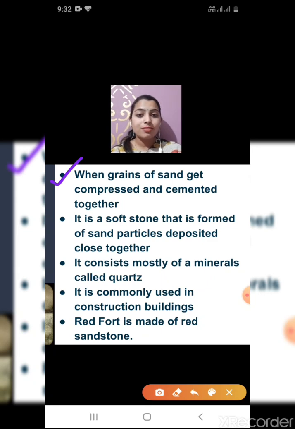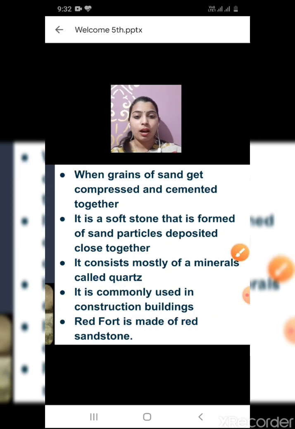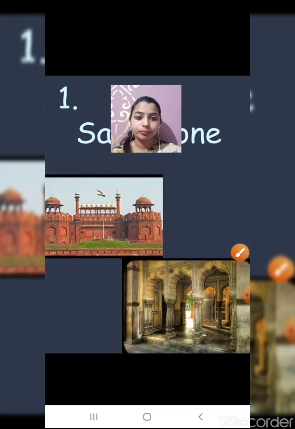When grains of sand get compressed and cemented together, then it forms sandstone. It is a soft stone that is formed of sand particles deposited close together. It consists of mostly the mineral called quartz. It is commonly used in construction of buildings, and red fort is a common example of sandstone. Now let's see the picture.